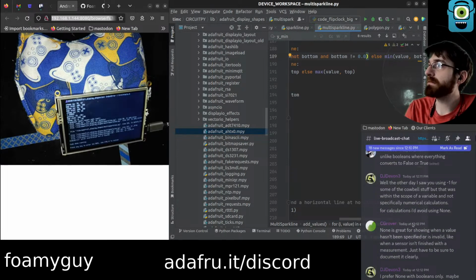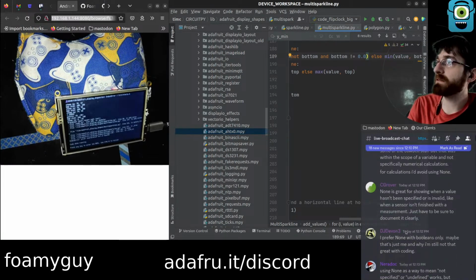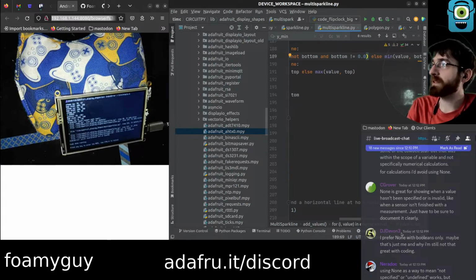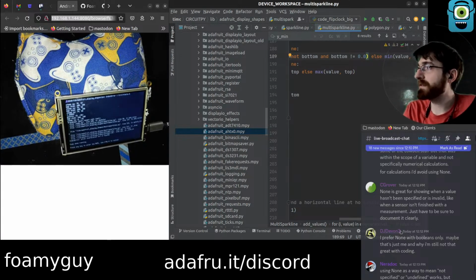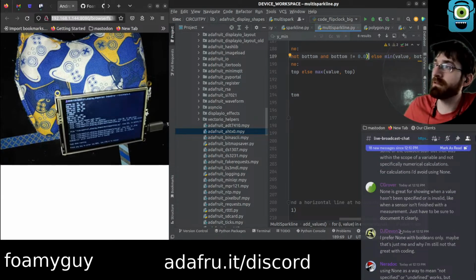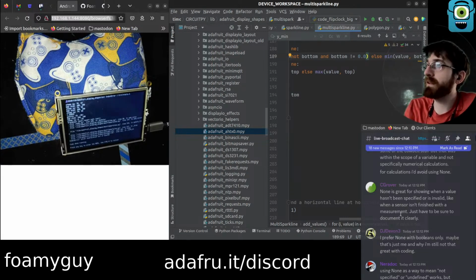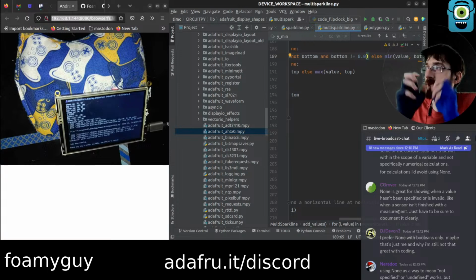Okay, sorry, yeah, I was still a bit behind here. Unlike Booleans, where everything converts to false or true. But I saw using -1 for something in the cowbell, but it was within the scope of the variable, not specifically numerical calculations. Calculations I'd avoid using none. Unspecified or invalid. Yeah, that's how I use none sometimes, when it's either unspecified or invalid. It's set to a third thing. I use it like I would null in Java, really. It's just a third thing that definitely doesn't look like a real value.